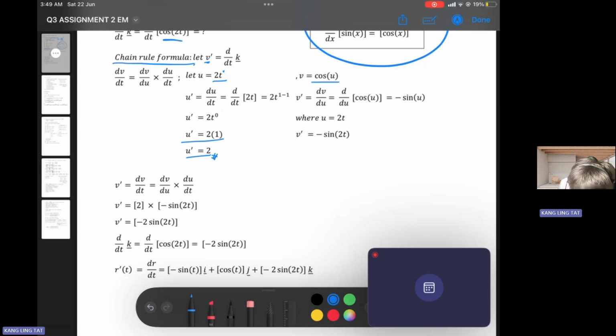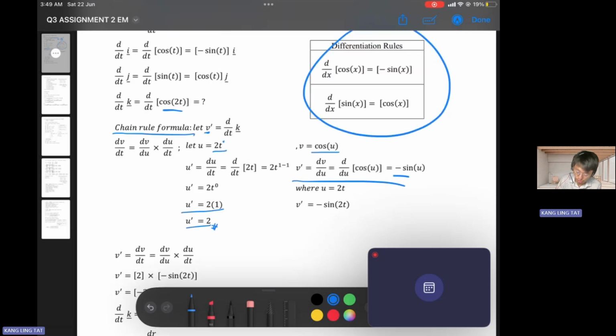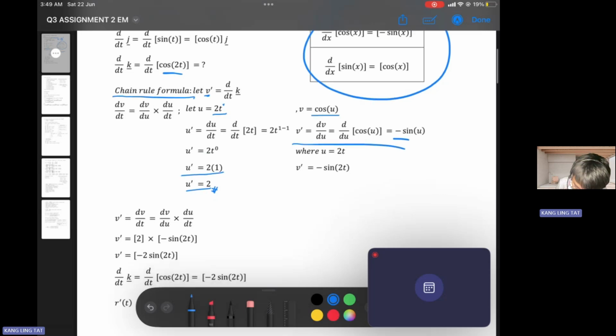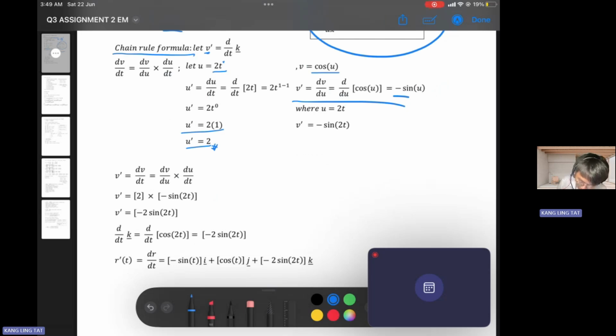And this one, we just need to follow the differentiation rules. Whereas for the derivative of cos u in terms of u, all right, so with that, we can get negative sine u. Okay. So with those in mind, and we also know that u equals 2t, we can just say that the derivative of v is equivalent to negative 2t.